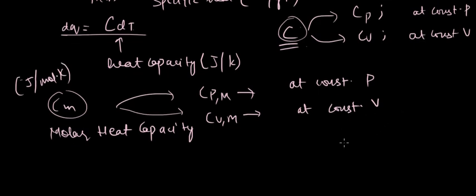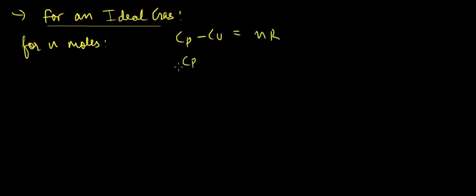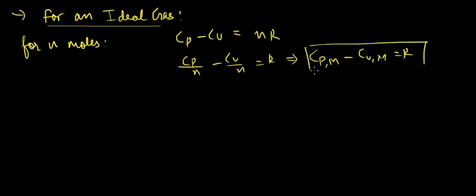Let's say for n moles of an ideal gas, we can write that Cp minus Cv is equal to nR. So Cp divided by n minus Cv divided by n is equal to R. This implies Cpm minus Cvm would always be equal to R. Please remember this. This is a very important formula.